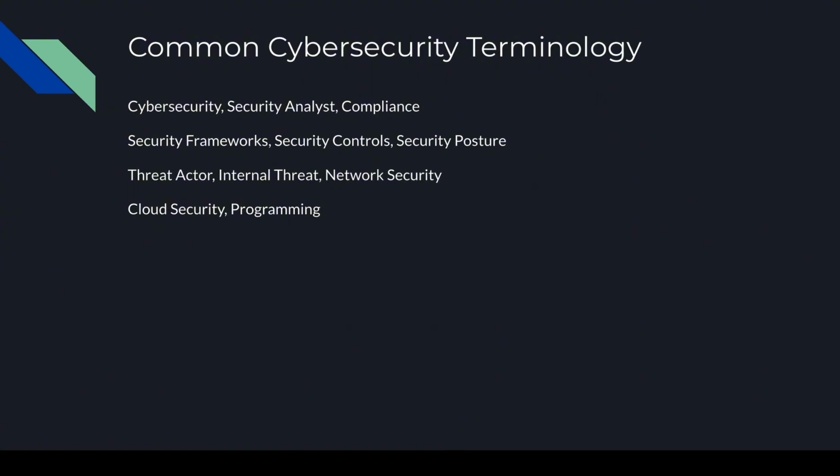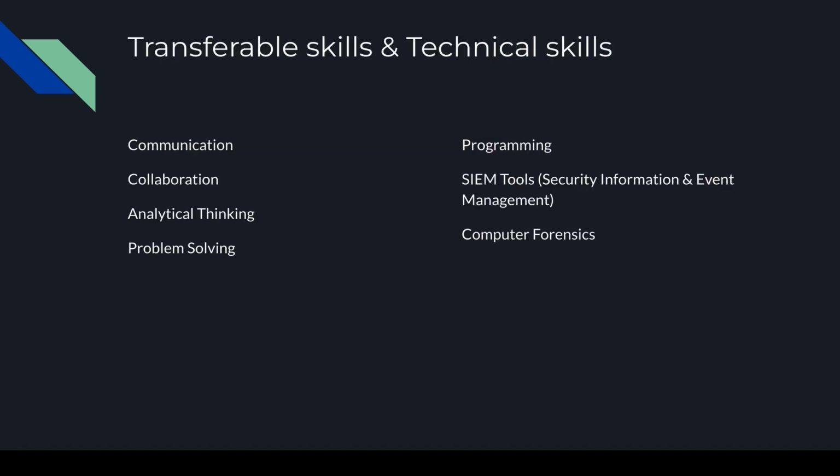And programming. Programming and security: programming is used to automate tasks, analyze web traffic, detect suspicious behavior, all of that. So these are just the common terminologies that were listed in the Google certificate. So, yeah. Okay, so they also talked about transferable skills and technical skills.